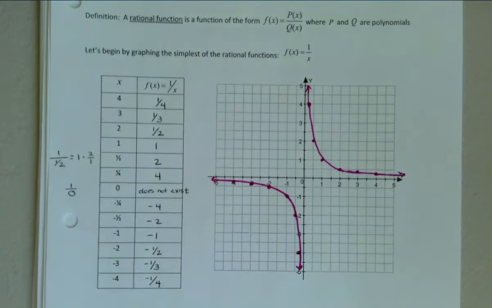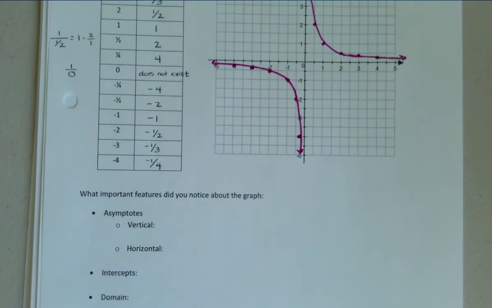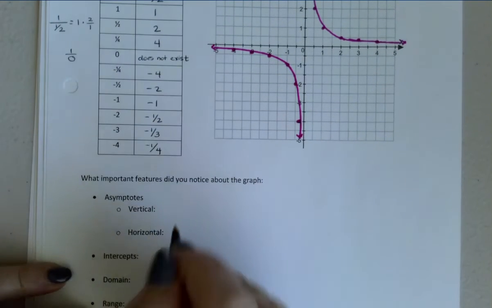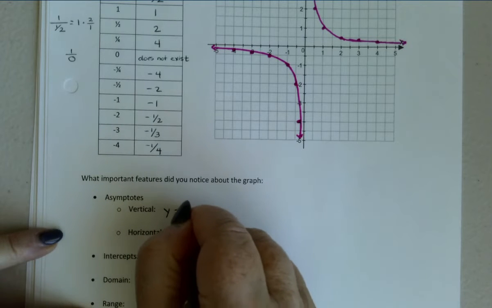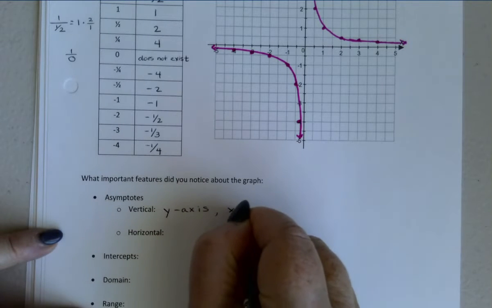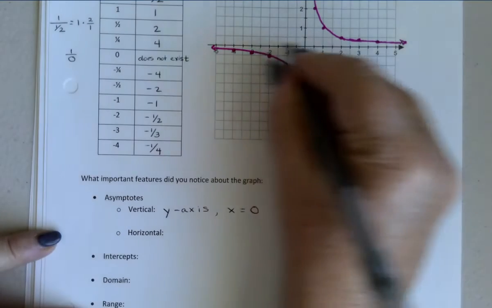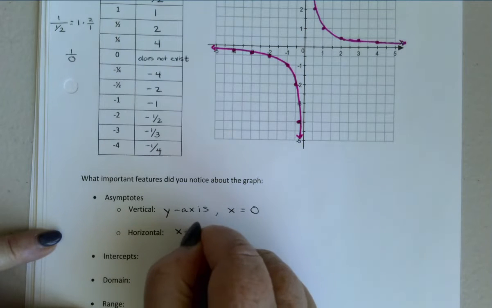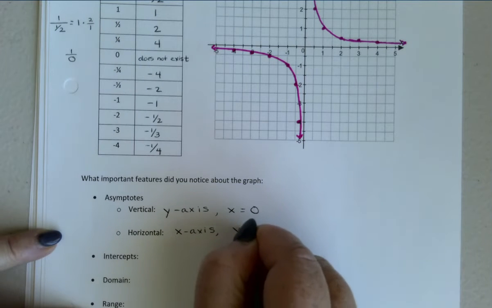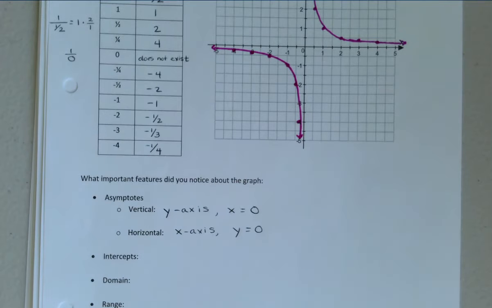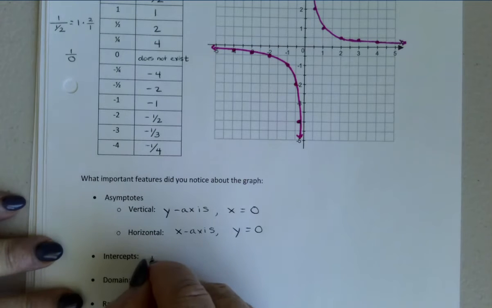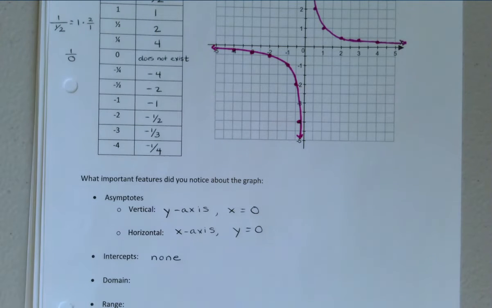So let's document those. Our vertical asymptote is the y-axis, or in other words, x equals 0. The horizontal asymptote was the x-axis, which would have equation y equals 0. All right, there are no intercepts, right? Because the axes are asymptotes, we never cross them. So we have no x-intercepts, no y-intercepts.